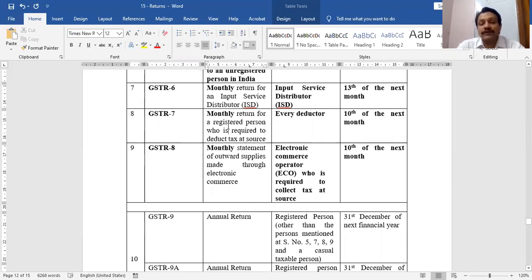from section 40 onwards. In this class, I have discussed with you only three sections: 37, 38, and 39. Section 37 tells you GSTR 1. Section 38 tells you GSTR 2, and section 39 tells you GSTR 3, 3B, 4, 5, 5A, 6, 7, and 8. That's it. In the next class, we will continue with section 40.